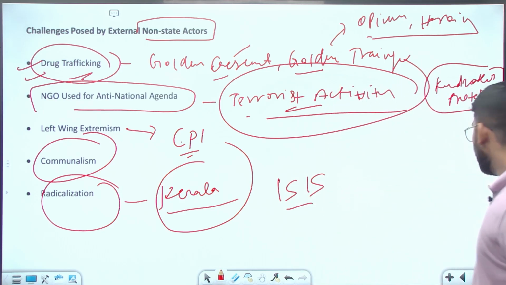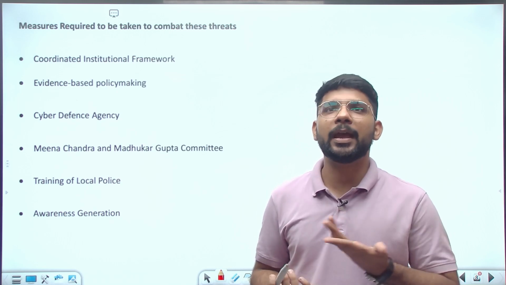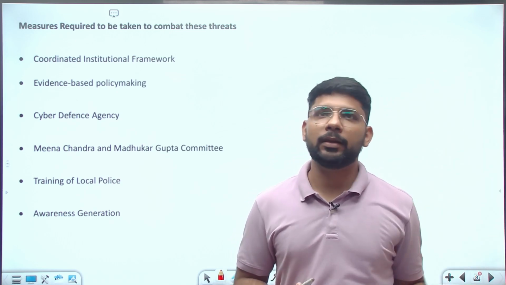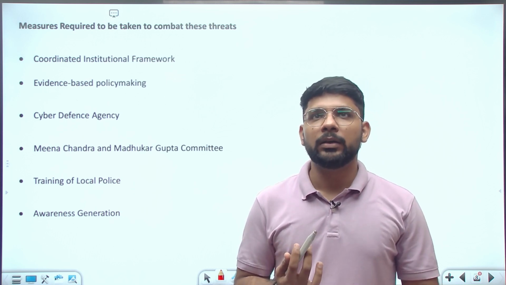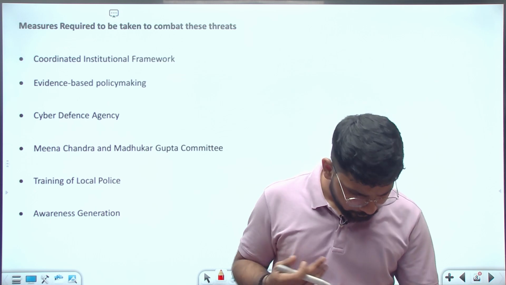Now we need to move on. Measures required. What can be done? What can the government do? What can we do? What is required? What action can we take to stop this funding from the state actors to the non-state actors? What things can be done?